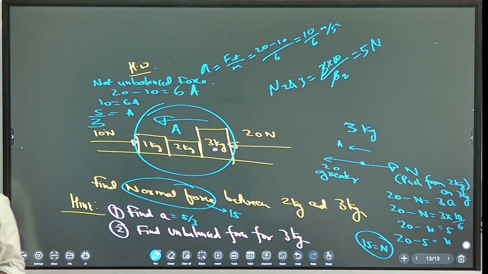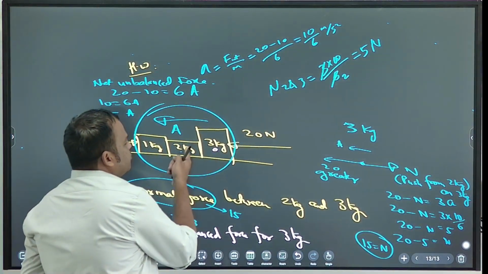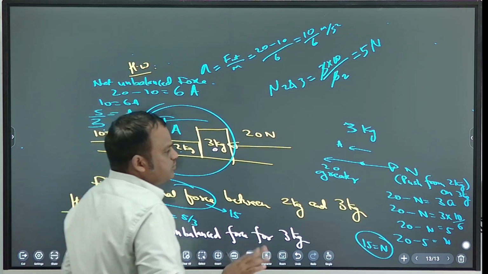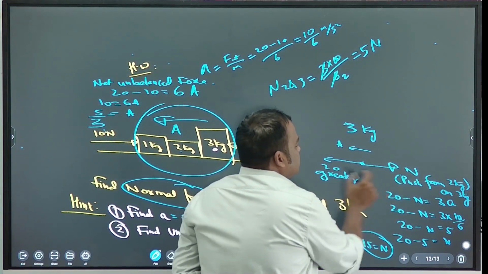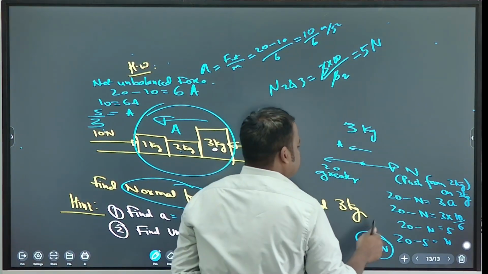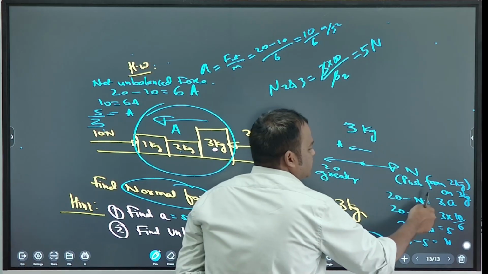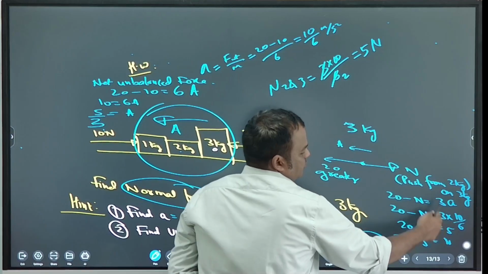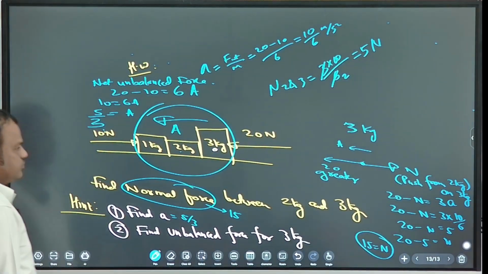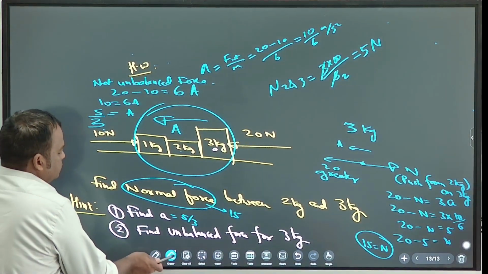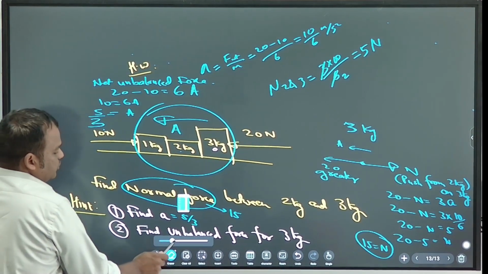Note down. So blocks are in contact. So 3 kg is pushing 2 kg left, 2 kg is pushing 3 kg right. Okay, understood? Then greater force, acceleration is left, so 20 is greater force. So net force 20 minus n is ma. So mass into acceleration. Okay, then calculate n. So done.